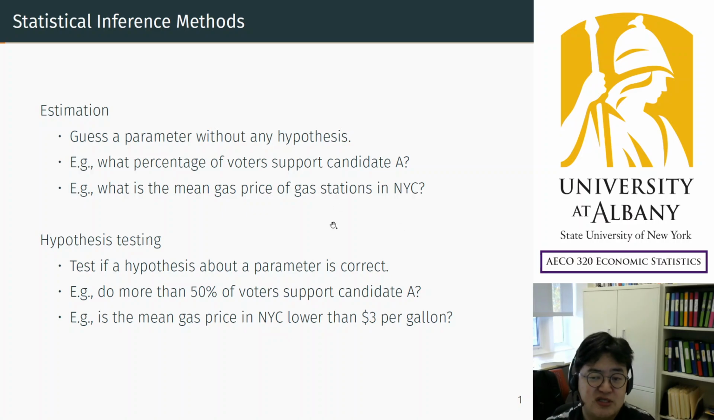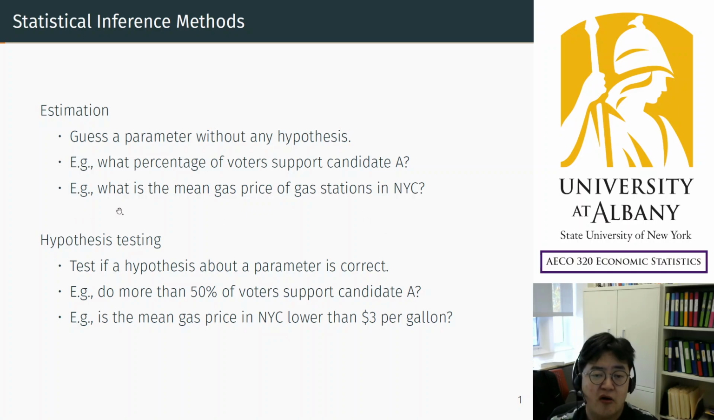For example, as I said in the previous chapter, if you ask what the percentage of voters supporting a certain candidate is, that's an estimation problem. But if you ask, do more than 50% of voters support the candidate, then this is a yes or no question. So it becomes a hypothesis testing problem. Your hypothesis is that more than 50% of voters support the candidate. That's the hypothesis you need to test.